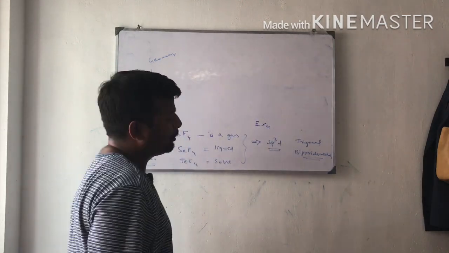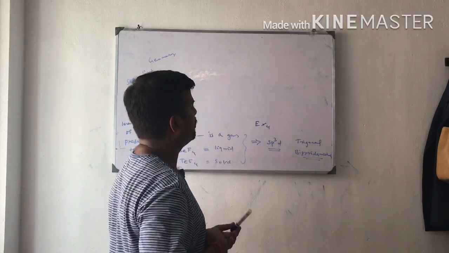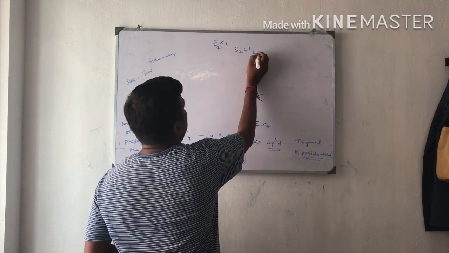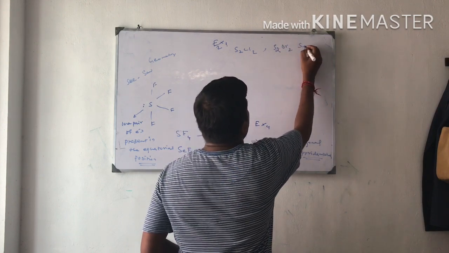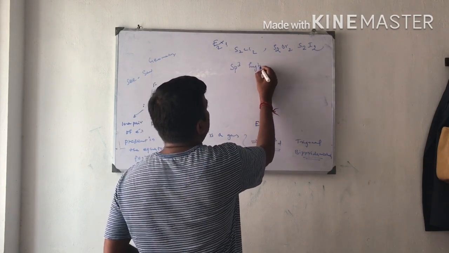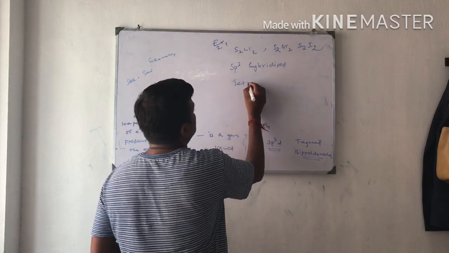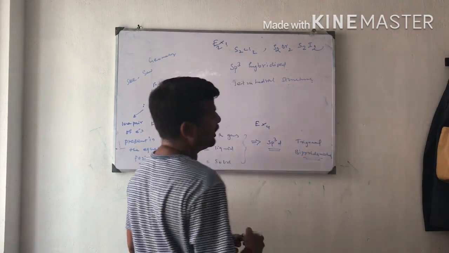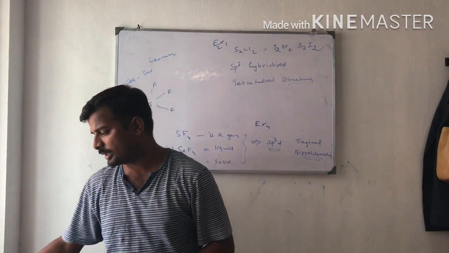Next, except oxygen, all the other elements will form dihalides in the form of EX2 and E2X2: S2Cl2 dimer, S2Br2, S2I2. All these compounds will form. They are sp3 hybridized, and this is a tetrahedral structure. These compounds can be separated by disproportionation type of reactions.